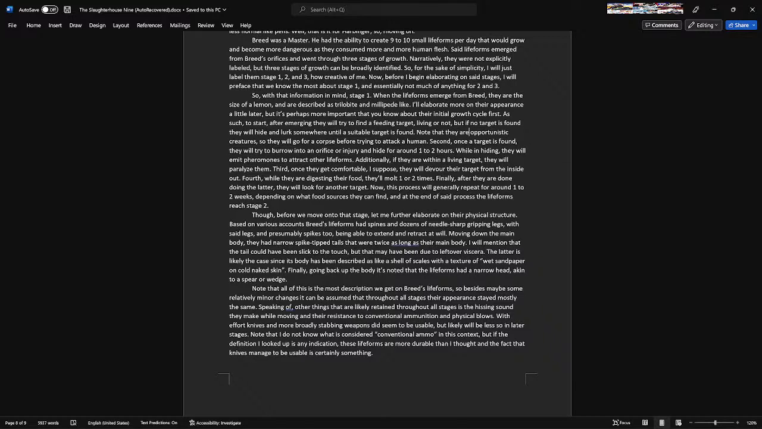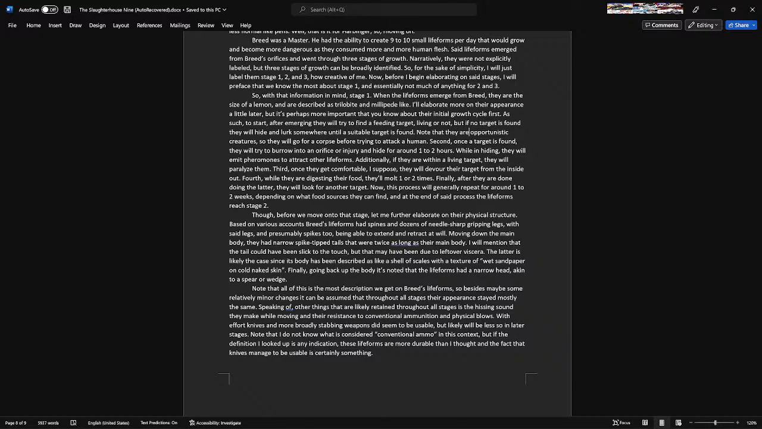Third, once they get comfortable, I suppose, they will devour their target from the inside out. Fourth, while they are digesting their food, they'll molt 1 or 2 times. Finally, after they are done doing the latter, they will look for another target.